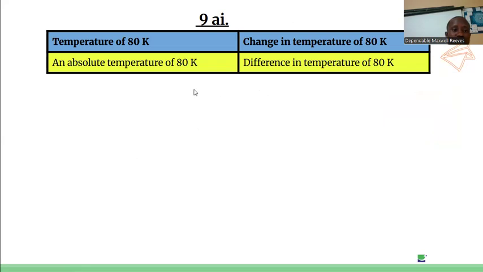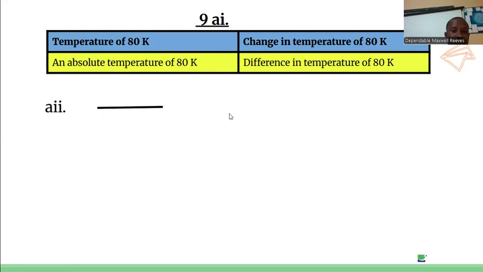We're asked to explain the difference between temperature of 80 Kelvin and change in temperature of 80 Kelvin. A temperature of 80 Kelvin means an absolute temperature of 80 Kelvin, while a change in temperature of 80 Kelvin means a difference in temperature of 80 Kelvin. So temperature means absolute temperature, and change in temperature means difference in temperature. This was the expected answer. Let's move to the next part, 9A2R.